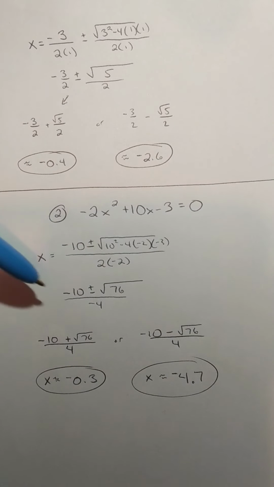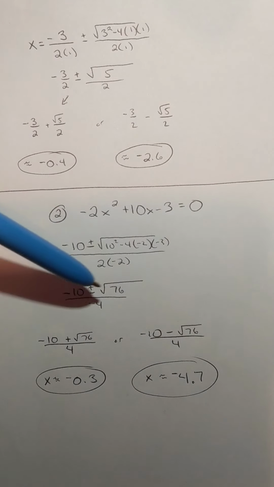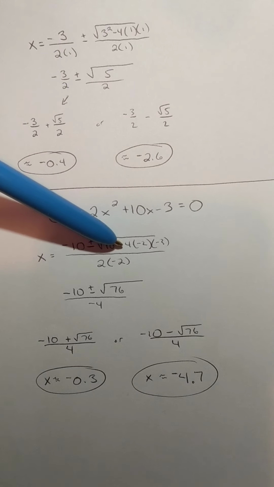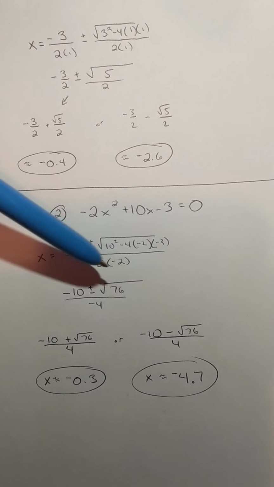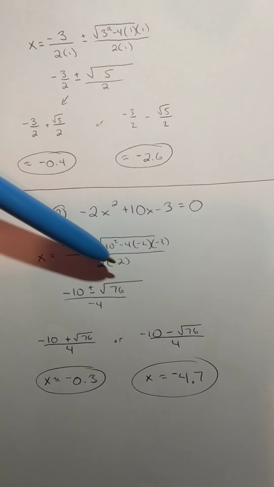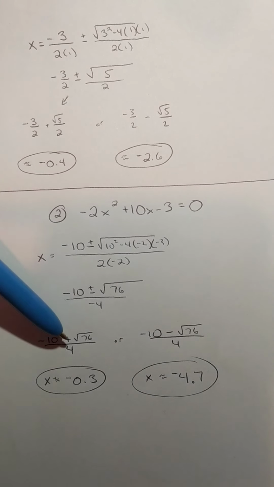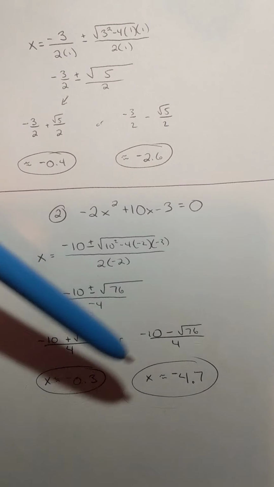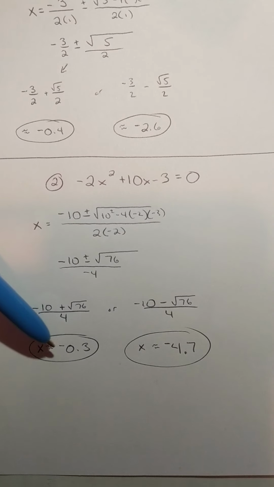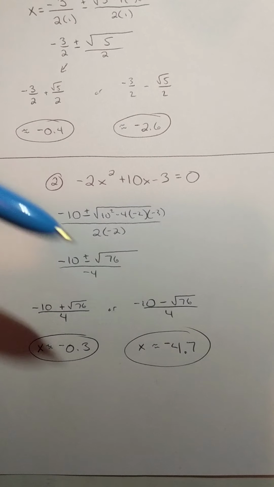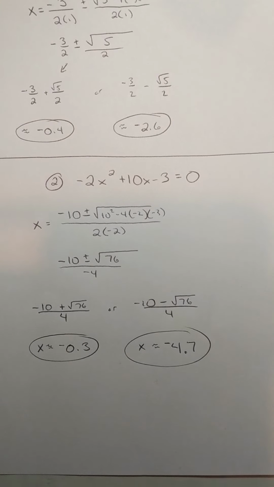I also did this where the entire problem is now one big fraction. So this would be the negative b plus or minus the square root of b squared minus 4ac all over 2a. And so then when I simplified, I get this, and then I had to plug into my calculator negative 10 plus root 76 divided by 4, and then negative 10 minus root 76 over 4. So I got x to equal about negative 3/10 and x to equal about negative 4 7/10.